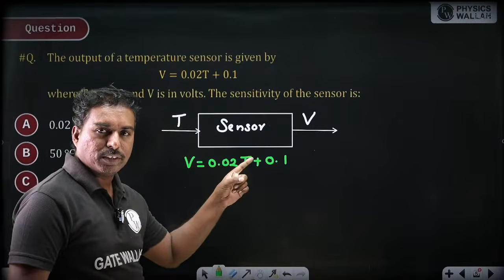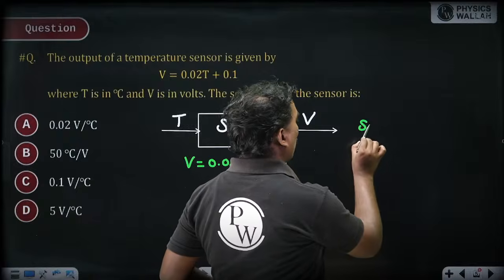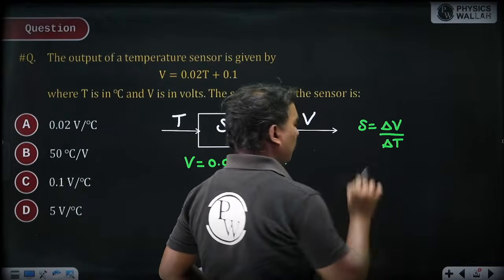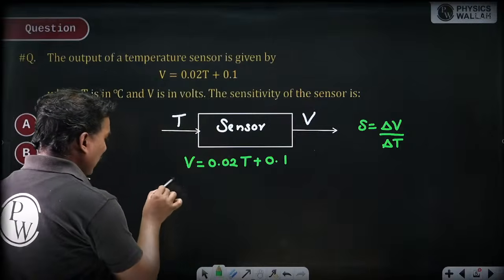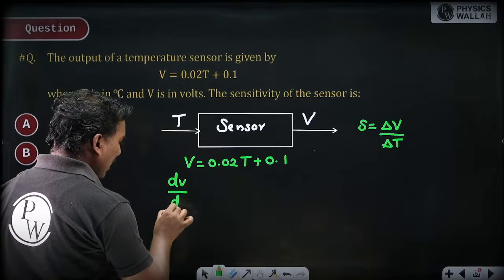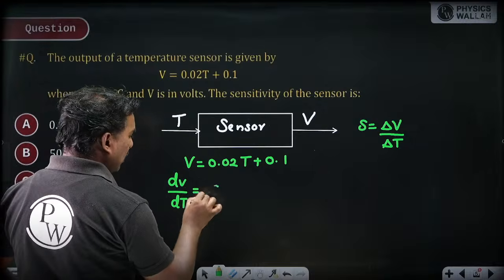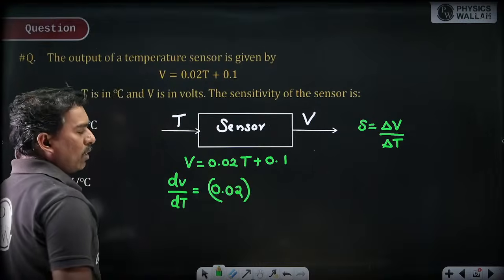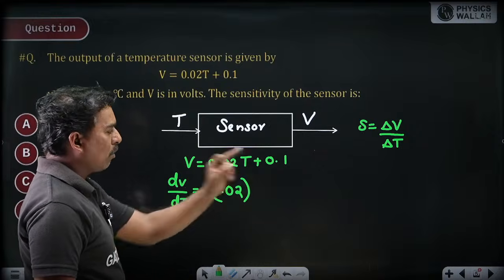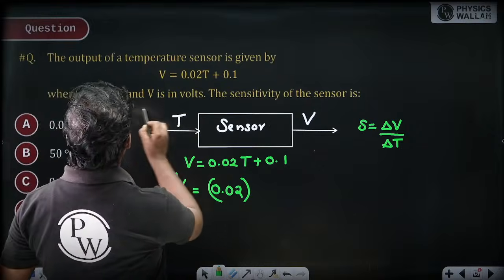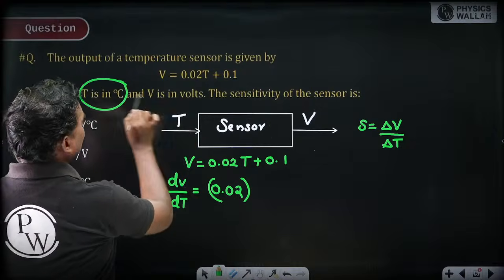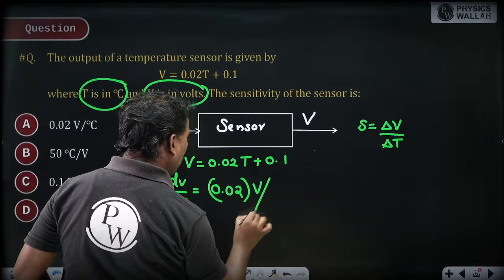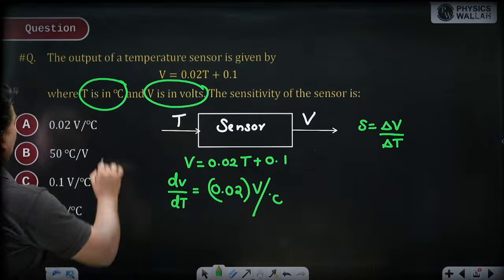Sensitivity means what? Sensitivity means change in output by change in input, delta V by delta T. Okay. So now if I am taking this delta V by delta T means dV by dT. So that is the sensitivity, that is 0.02 T plus 0.1 constant, that will become 0. Constant derivative will become 0. The units are, he has given temperature in degrees Celsius, V in volts. So the answer will be 0.02 volts per degree Celsius. So the right answer is 0.02.